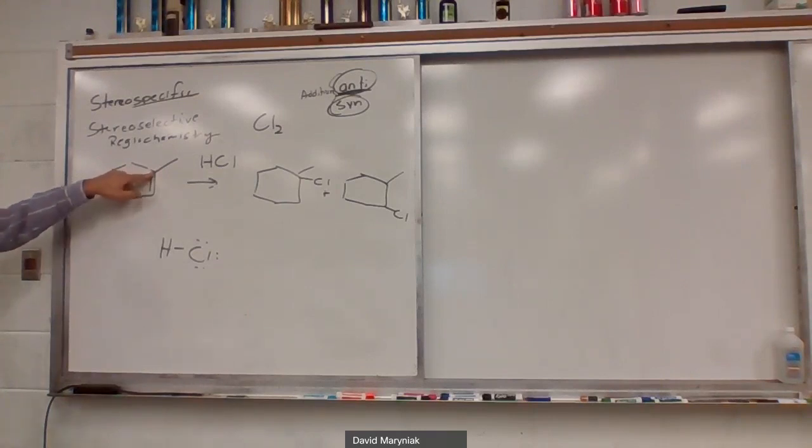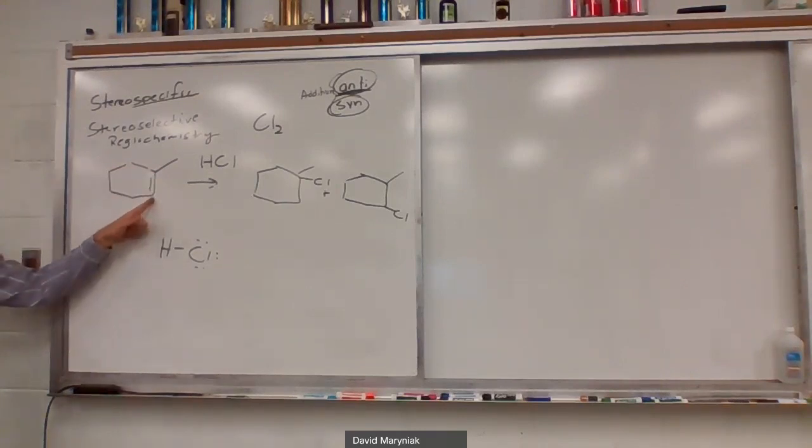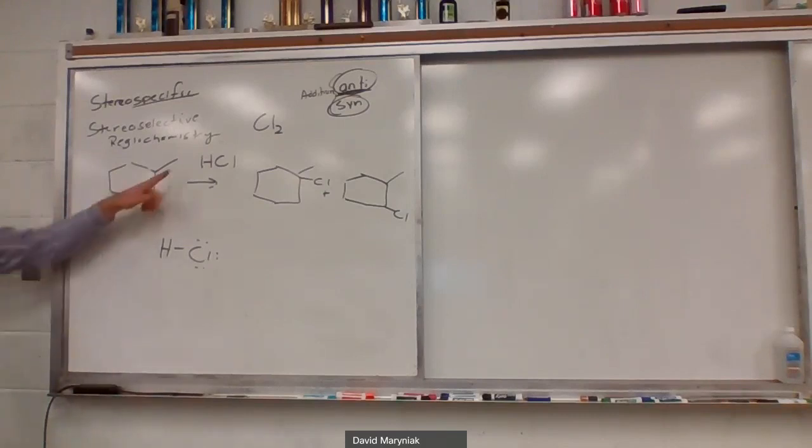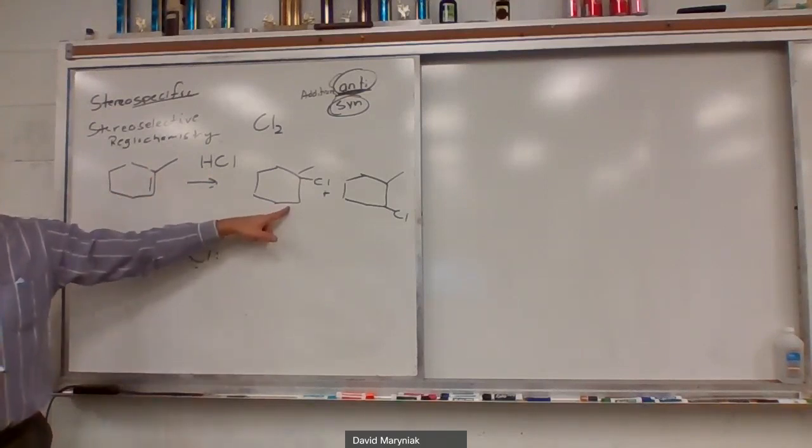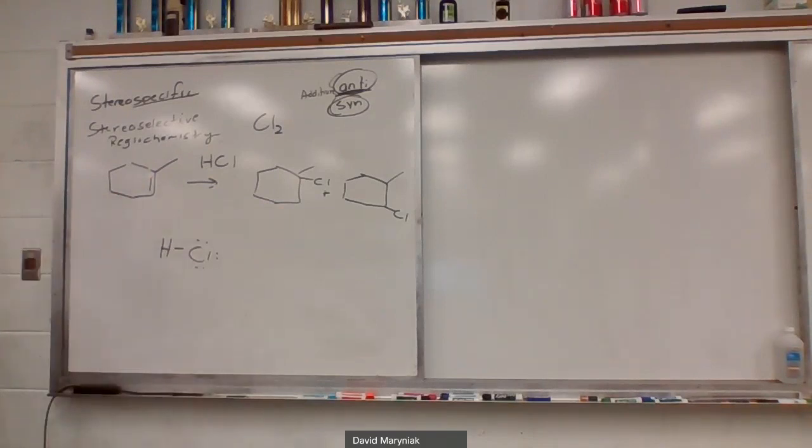How many H's on that C? None. How many H's on that C? One. Which C has more? So which C preferentially gets the incoming H? And which product is that? This one. Regioselective.